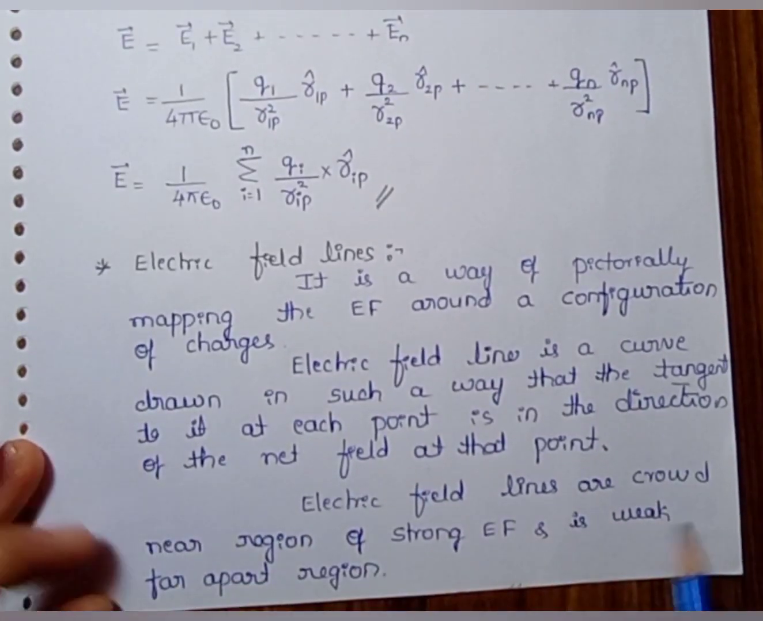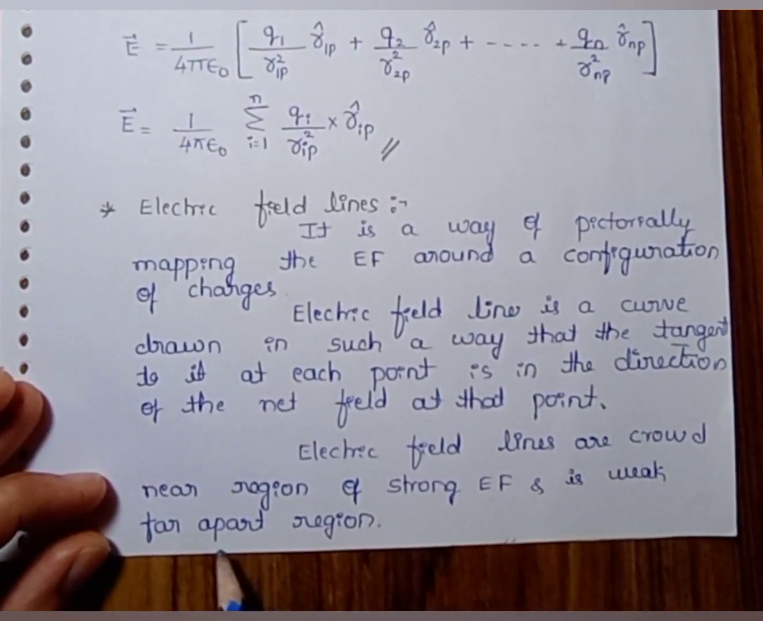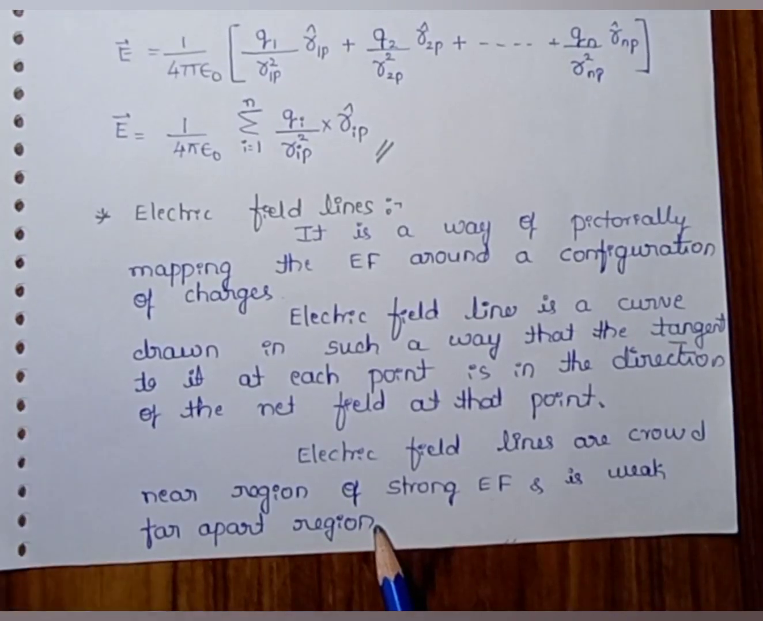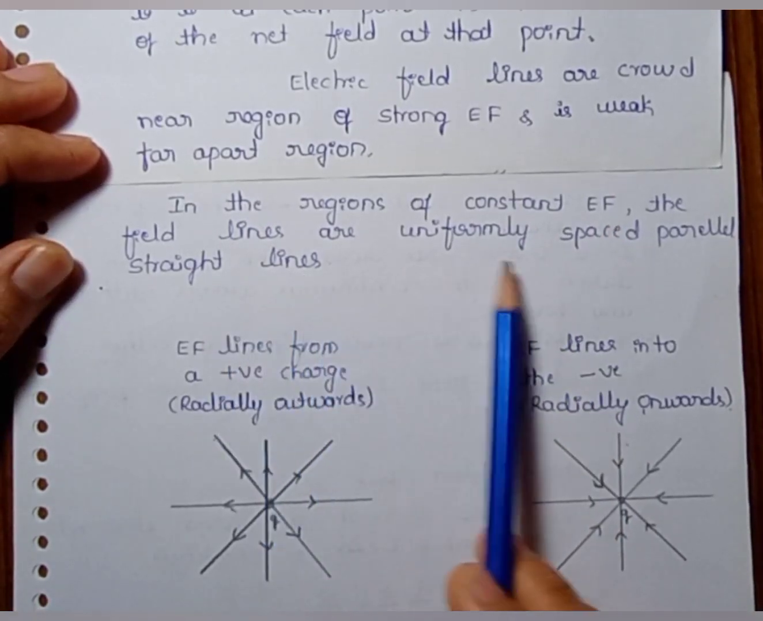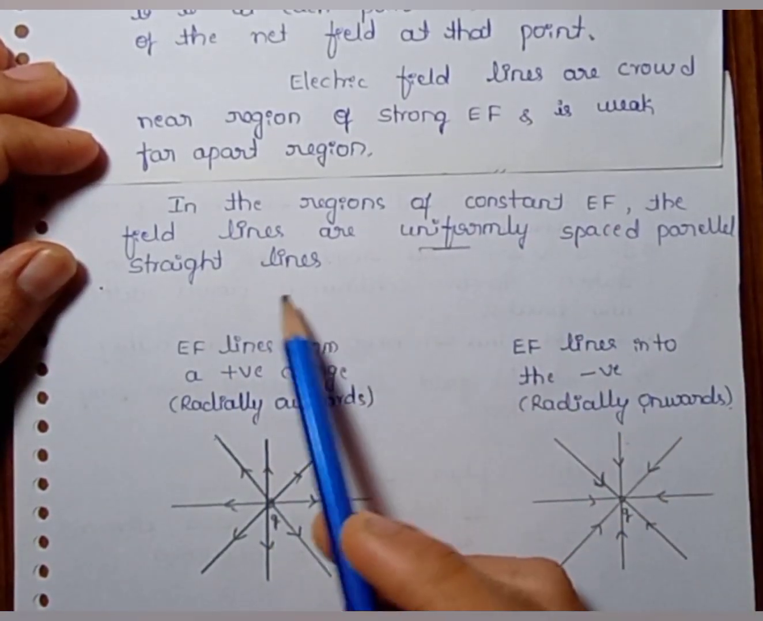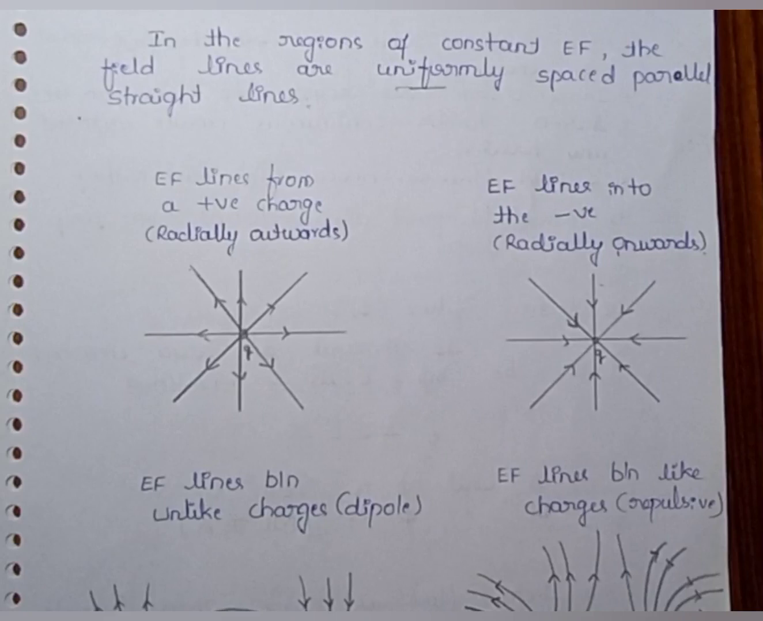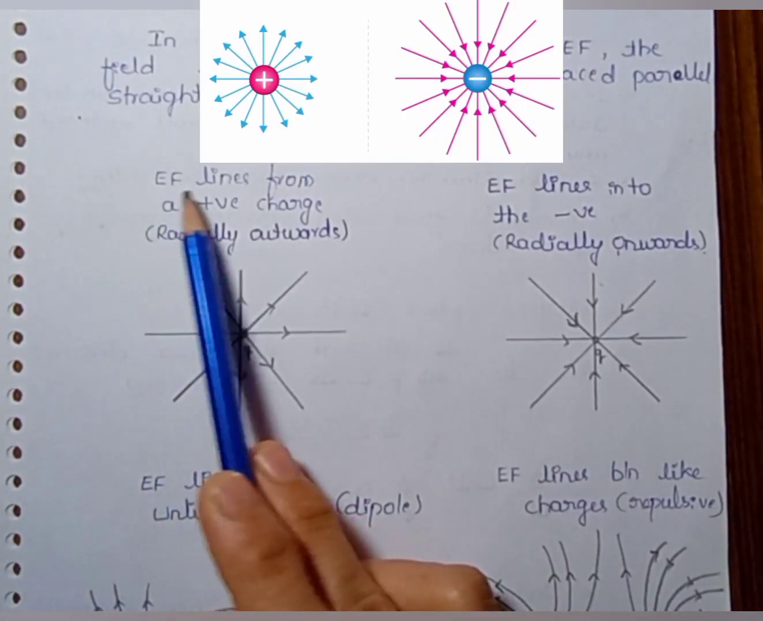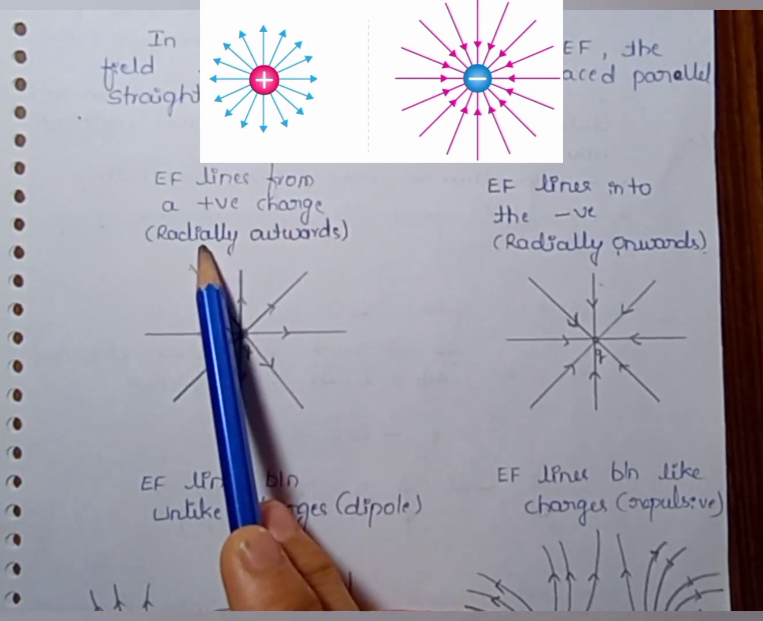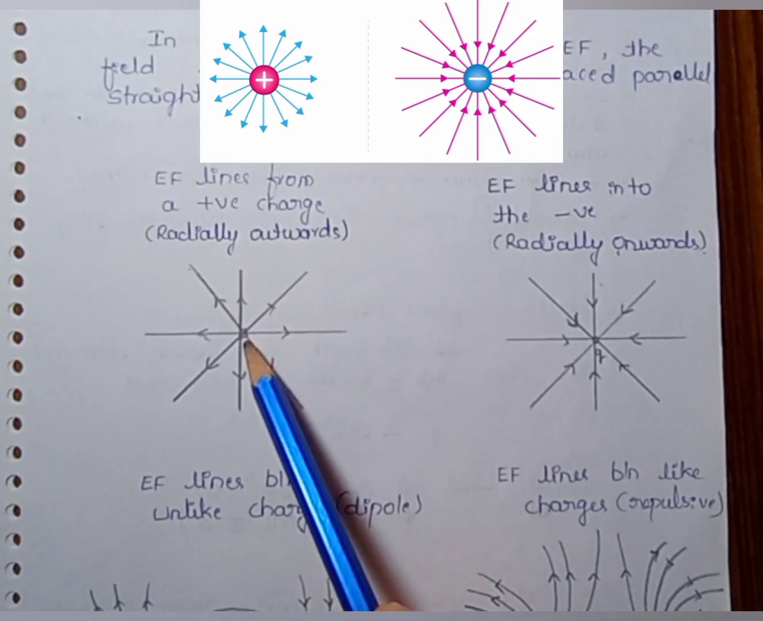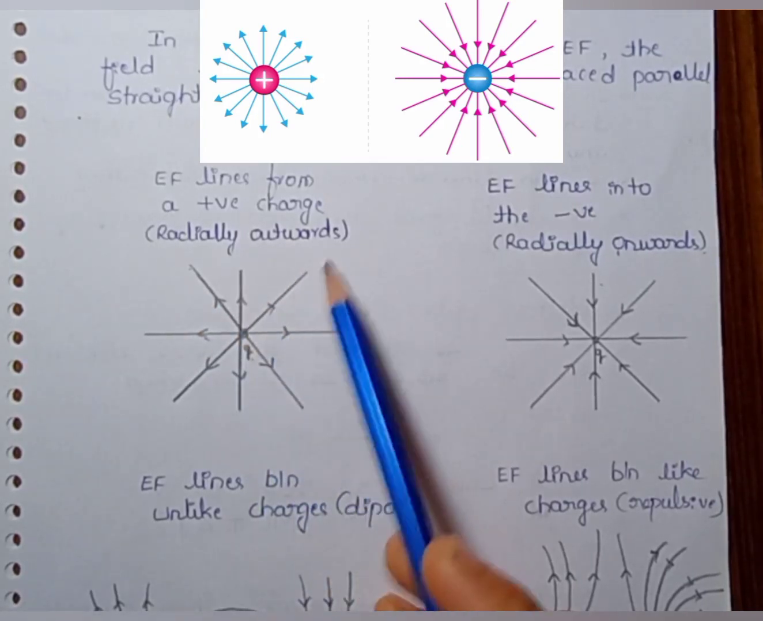Electric field lines are crowded near the strong electric field and which is weak when it is far apart from the region. In the region of constant electric field, electric field lines are uniformly spaced parallel straight lines. Okay, next one, it is electric field lines from a positive charge. For positive charge, electric field lines move radially outwards. Just see here, this one is the point charge Q and all the electric field lines are moving outwards.